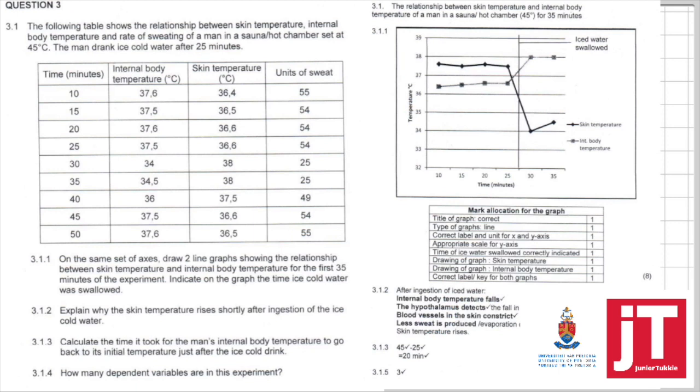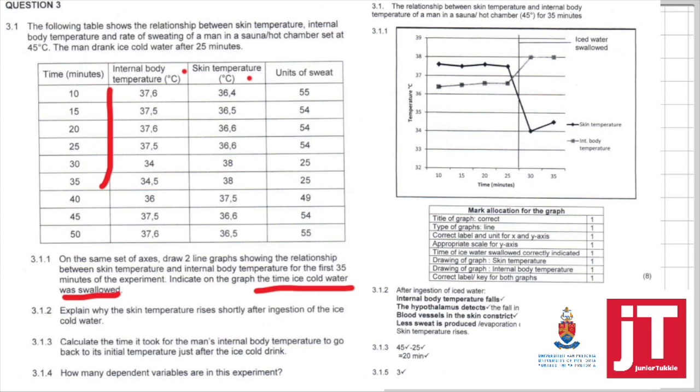Question 3. The following table shows the relationship between skin temperature, internal body temperature, and the rate of sweating of a man in a sauna or hot chamber set at 45 degrees. The man drank ice-cold water after 25 minutes. So here you have time in minutes, internal body temperature in degrees, skin temperature in degrees, and the units of sweat. 3.1.1. On the same set of axes, draw 2 line graphs showing the relationship between skin temperature and the internal body temperature for the first 35 minutes of the experiment. Indicate on the graph the time ice-cold water was swallowed.